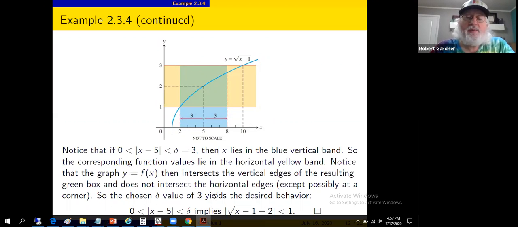So if we choose delta equal to 3, indeed, appropriate input values, those within a distance of 3 of 5, those between 2 and 8, if you like, implies output values within the yellow band. That is, within a distance epsilon equals 1 above and below the limit value 2. So the punchline was, let's take delta equal to 3. It produces this picture, and you get the kind of behavior that you need. Back to the notes.